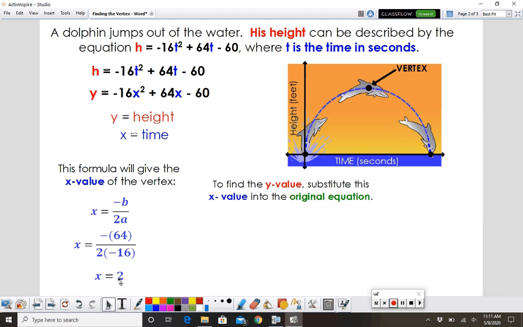So that means the x value of this vertex is 2. So x is time, so it means 2 seconds. It's going to take us 2 seconds to get to our vertex.